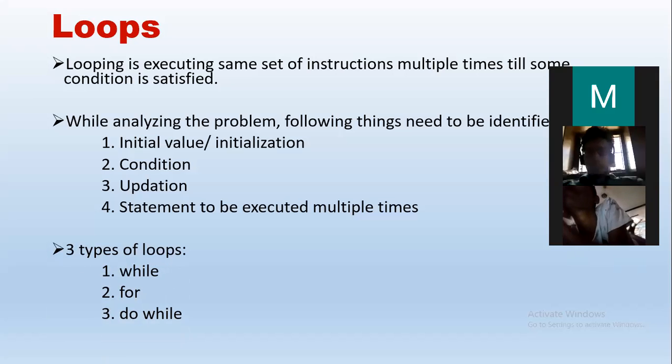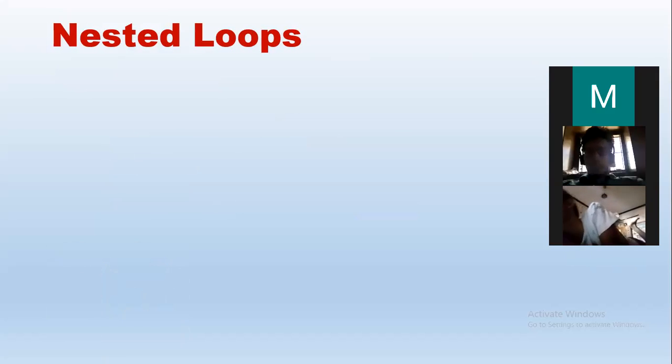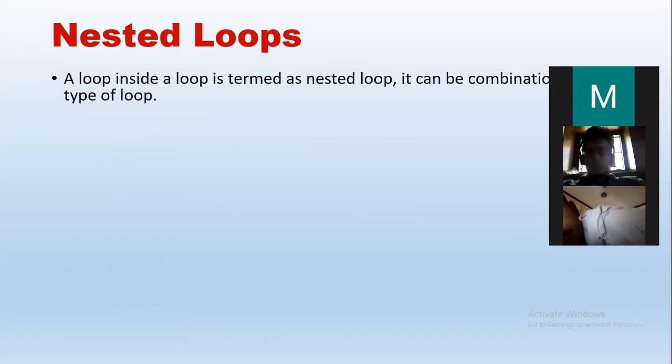Here we have the concept of nested loop, which we just started in the previous class. That is, a loop inside a loop is called a nested loop. These two loops can be of any type. There are three types of loops, as we know: while loop, for loop, and do while loop. A nested loop can be a combination of any of these types of loops.